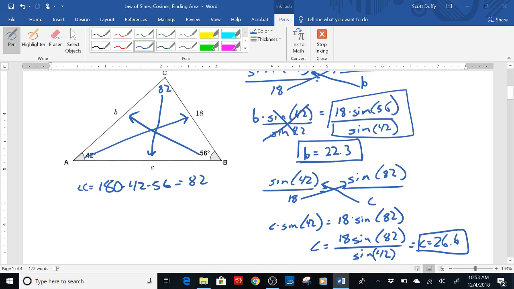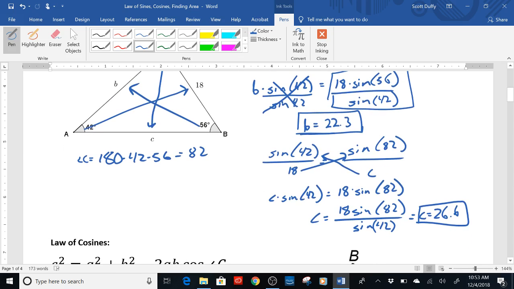To find side c, I did the same ratio of sine of 42 divided by 18, but this time I set it equal to the sine of 82 divided by its opposite side, c. And I went through the same steps, cross multiplied and divided by the sine of 42. I got 26.6.